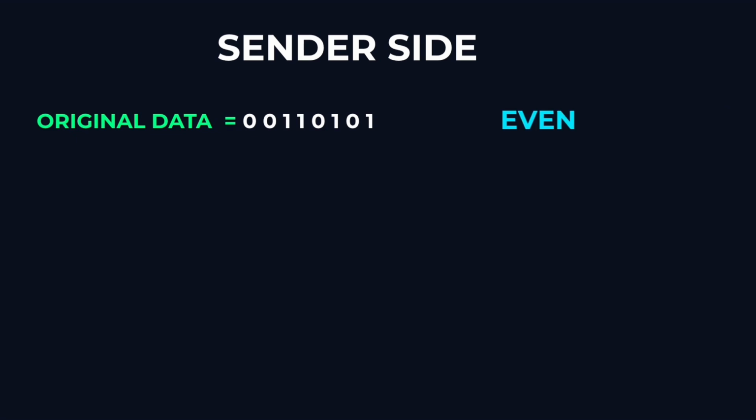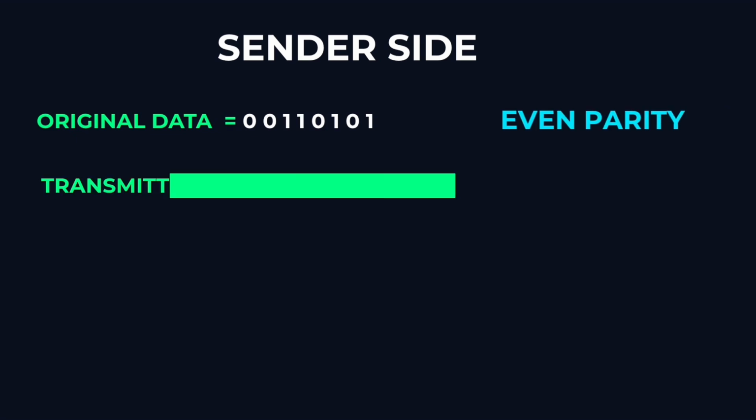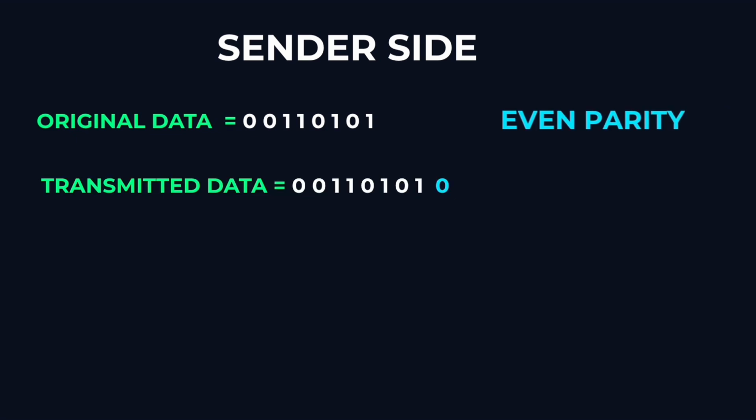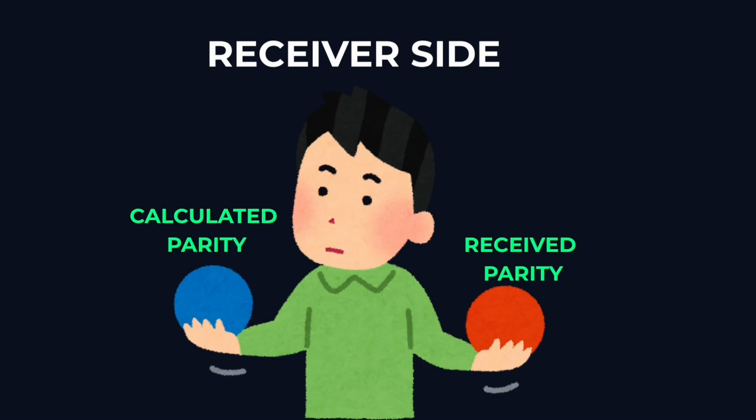Let's consider the sender side first. Sender first calculates parity of original data. For example, here we obtain 4 ones, so even parity. So sender adds a parity bit like this. Now this parity bit travels along with the data. On the receiver side, parity is calculated again on received data. Then receiver compares calculated parity with the received parity bit. If they match, data assumed correct. If they don't match, data corruption detected.